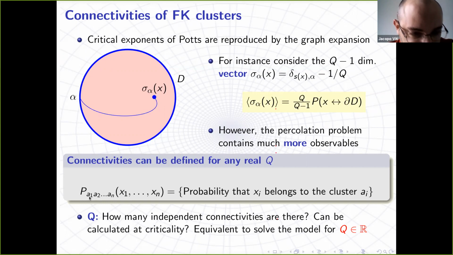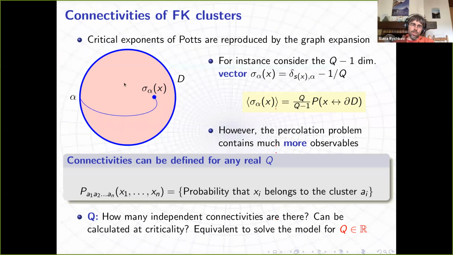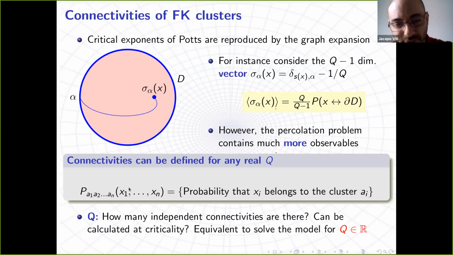As I said, it's just the probability that point x_i inside this domain will belong to cluster A_i. If you want to claim that you have solved the Q-state Potts model for any Q, then what this really means is that you have found all these functions. Then a question came from the audience: why do you assume that Q is real and not complex?